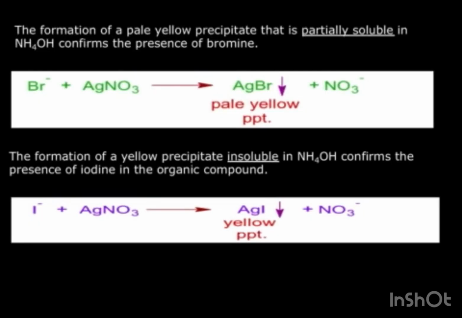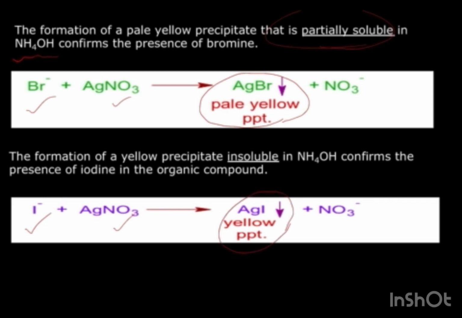In the same manner, we can test for the presence of bromide and iodide in the given organic compound. First of all, we'll treat sodium fusion extract with nitric acid and then add silver nitrate to it. In case of bromide, you will get a pale yellow precipitate which is partially soluble in ammonium hydroxide. And in case of iodide, you will get a proper yellow precipitate which is completely insoluble in ammonium hydroxide.